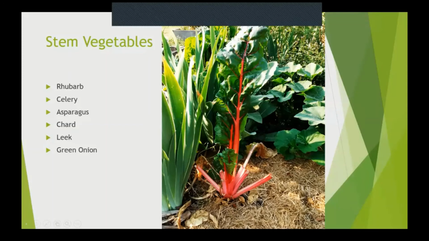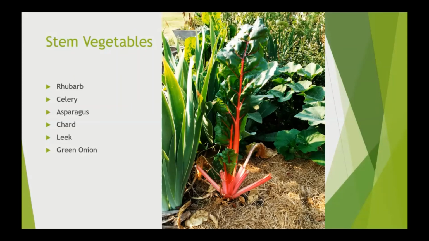Okay, just like the root system has vegetables in it, we eat some of the stems. The common stems that we eat would be things like rhubarb, celery, asparagus, chard stem, leek, or the green onion.